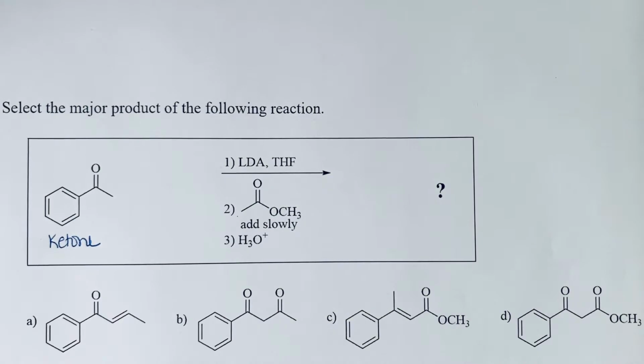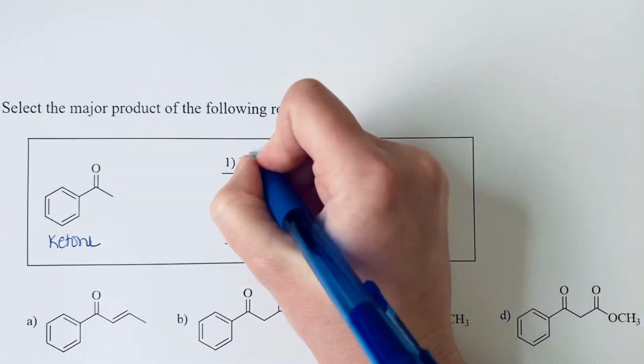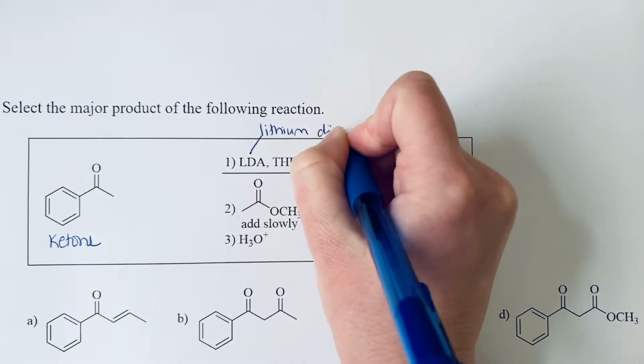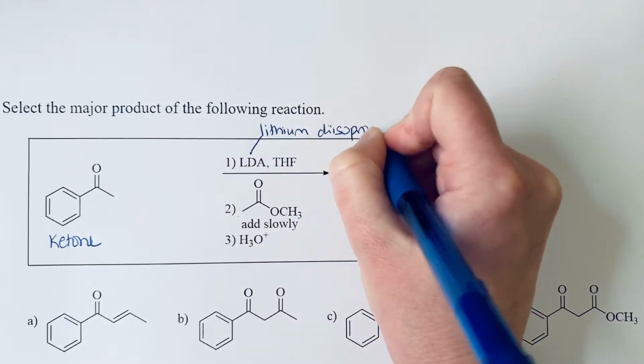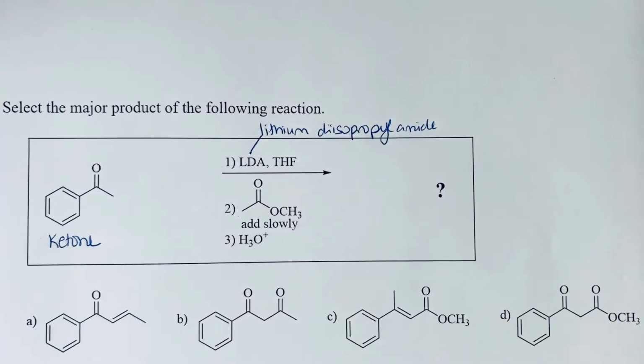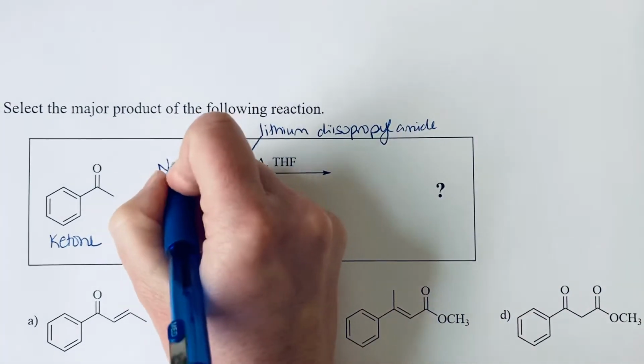And what we're treating this ketone with is LDA, and LDA is lithium diisopropylamide. And this is a really strong base. So let's draw the structure of that base here.